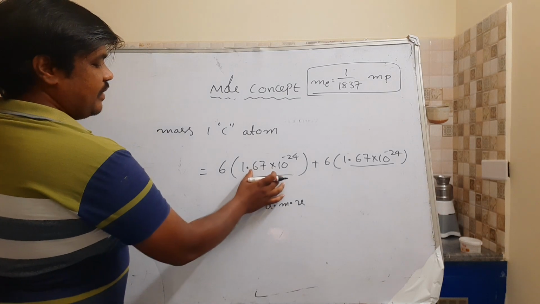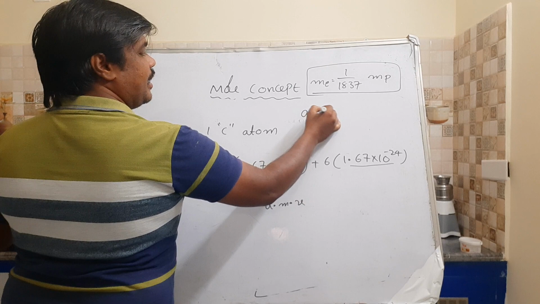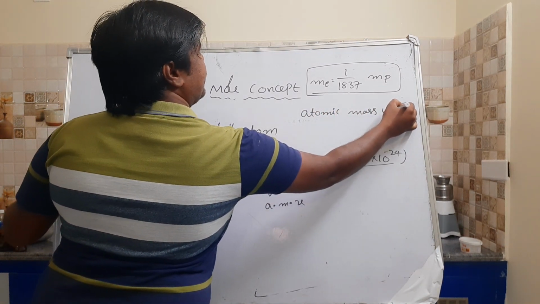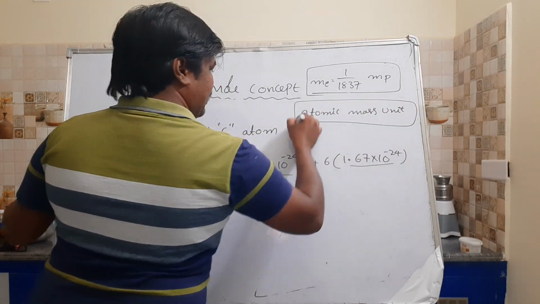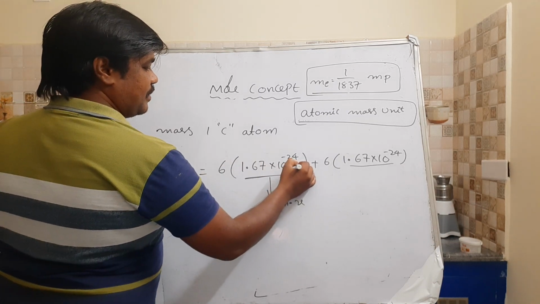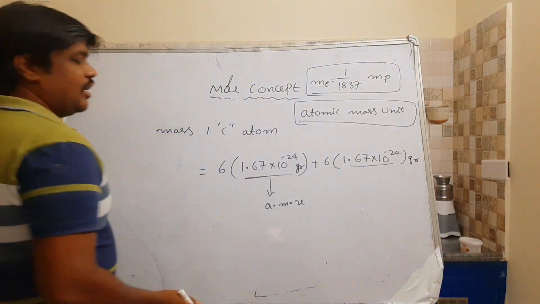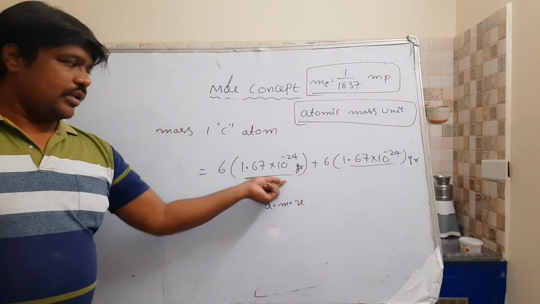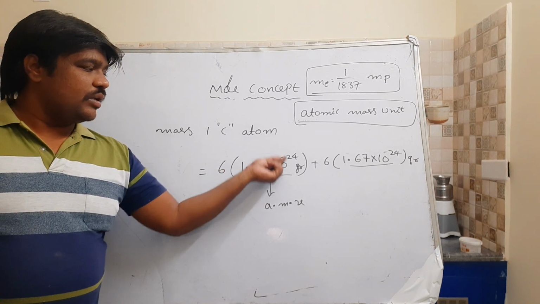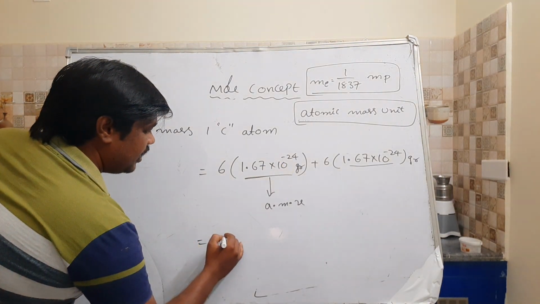This value is called AMU. AMU in the sense, atomic mass unit. One atomic mass unit is equal to 1.67 into 10 to the power of minus 24 grams. It is grams. Now take this as common.